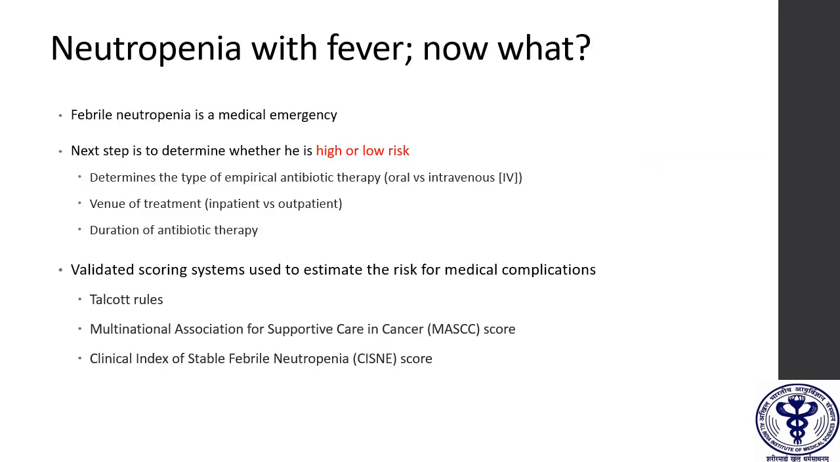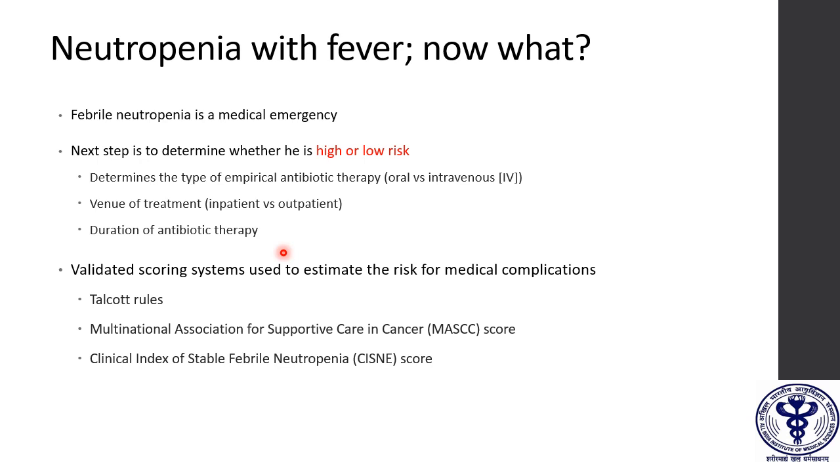So now coming back to the original case of neutropenia with fever, a few things to keep in mind. First off, febrile neutropenia is a medical emergency. We need to classify the risk of the patient. We need to understand whether it's high risk or low risk, because this will determine what type of empirical antibiotic therapy he gets, oral or IV, whether he'll be treated as an inpatient or an outpatient, and this will also guide the duration of antibiotic therapy.